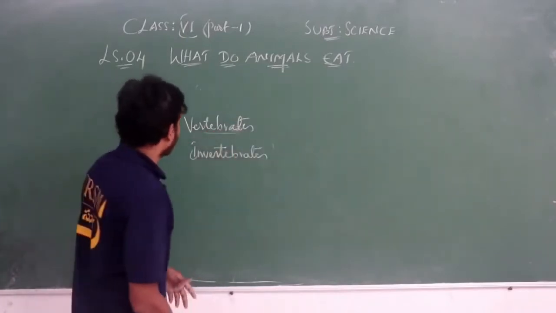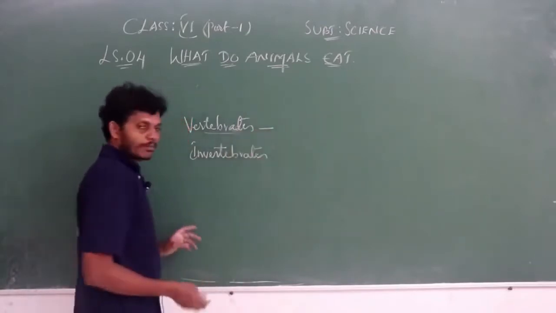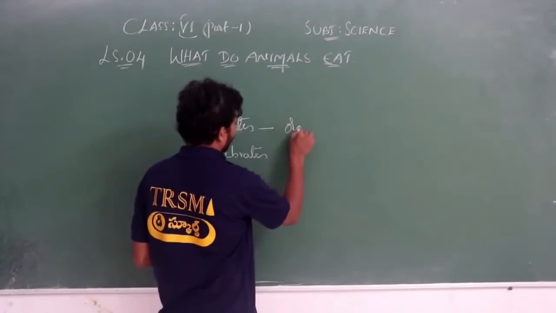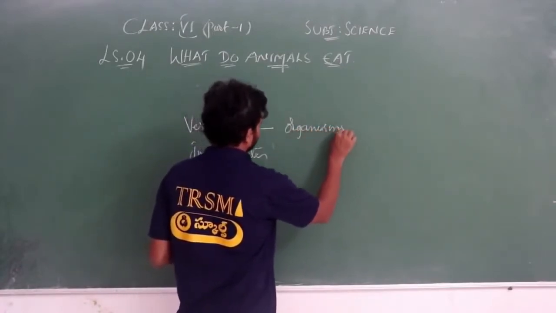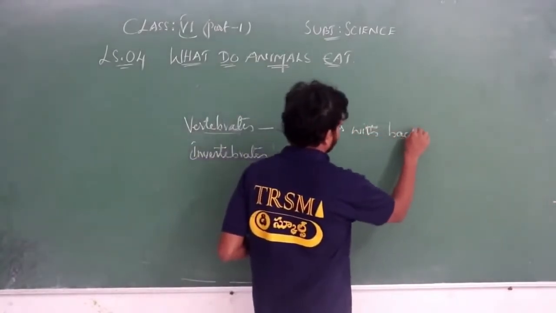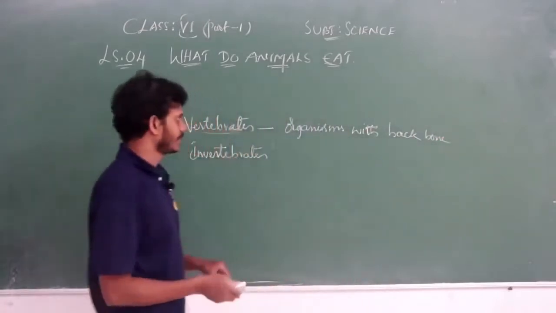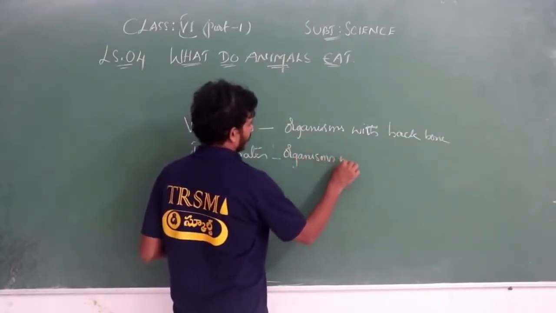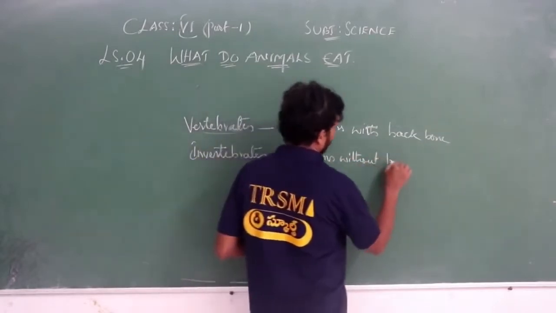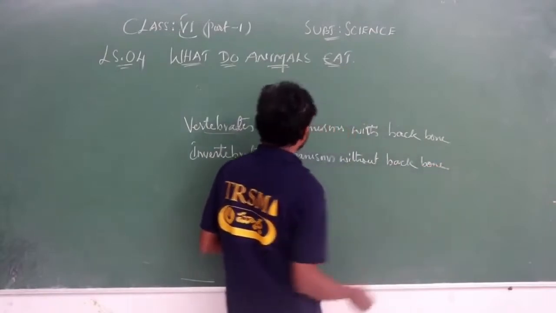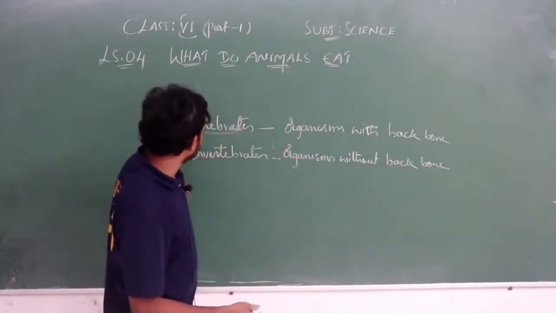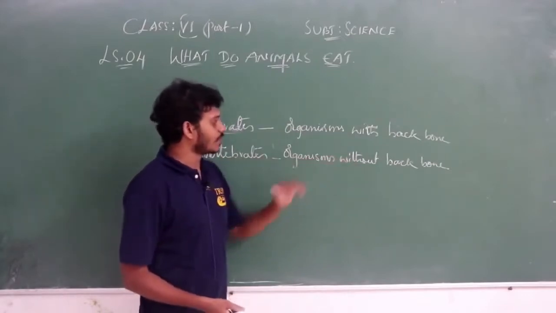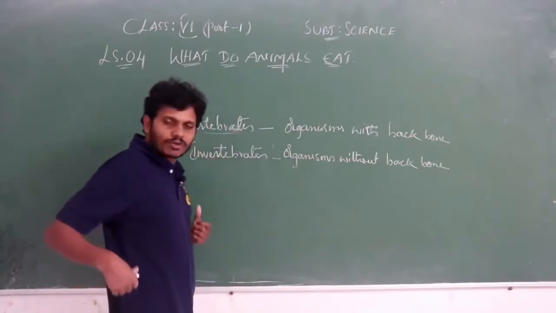Vertebrates means organisms with backbone. We call them vertebrates. And organisms without backbone, did you understand? Organisms with backbone we call vertebrates. Which are said to be invertebrates? Organisms without backbone. They don't have any backbone.